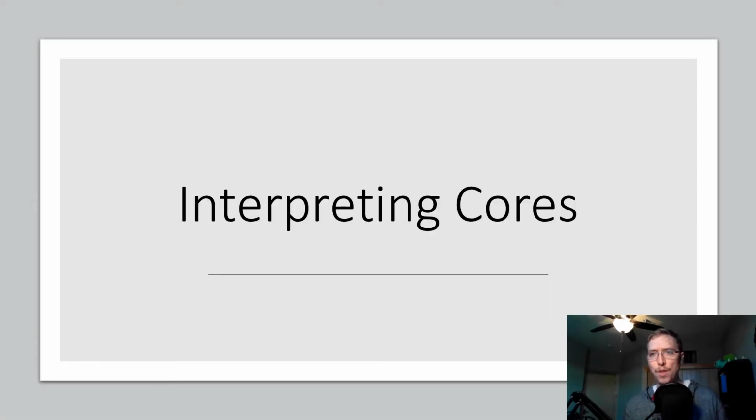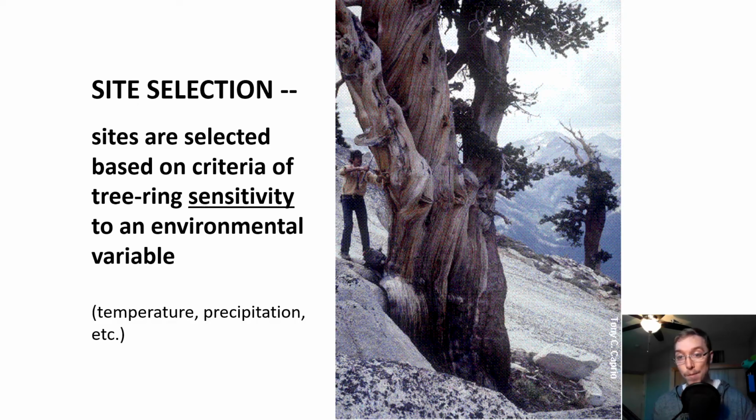So how do we interpret these cores? Well, first we have to consider a few things, like site selection. Sites are selected based on criteria of tree ring sensitivity to an environmental variable, such as temperature, precipitation, etc. This would seem to be a bristlecone pine here, which are some incredibly sought after trees because of how old they grow, how long they stay put, and the records that they can allow us to infer.